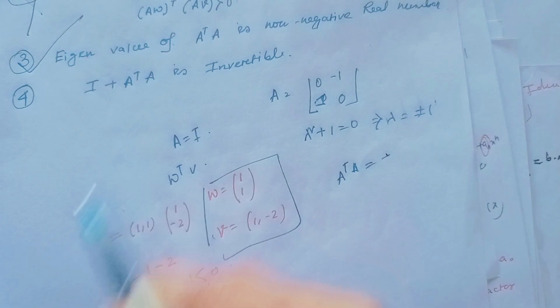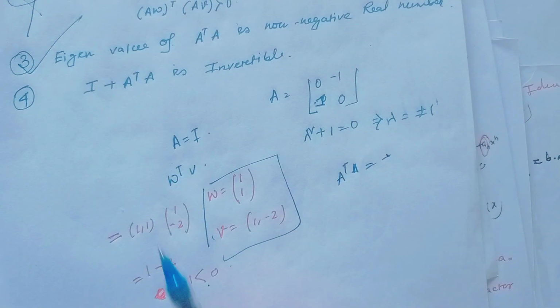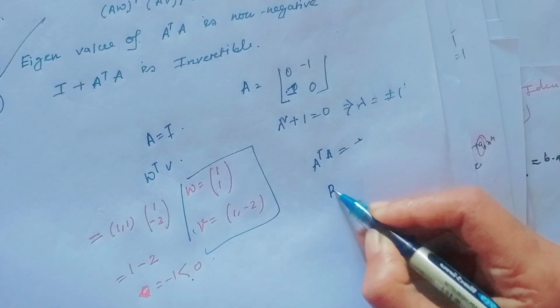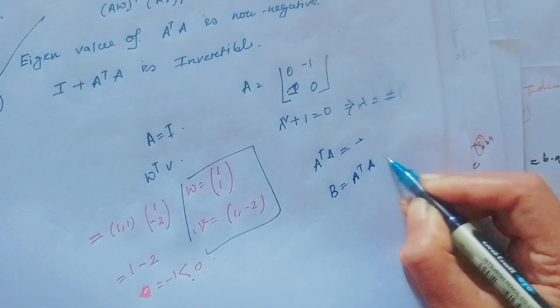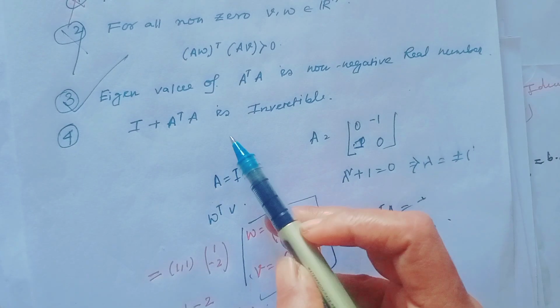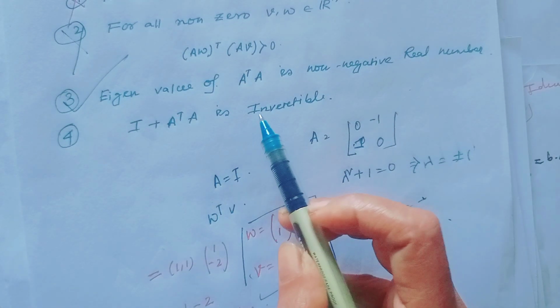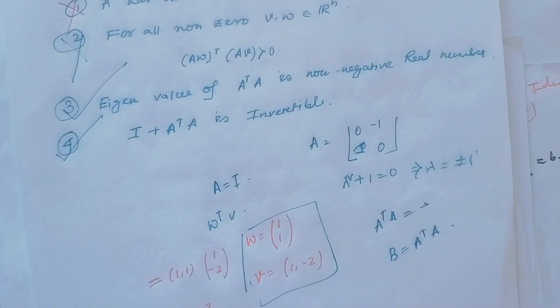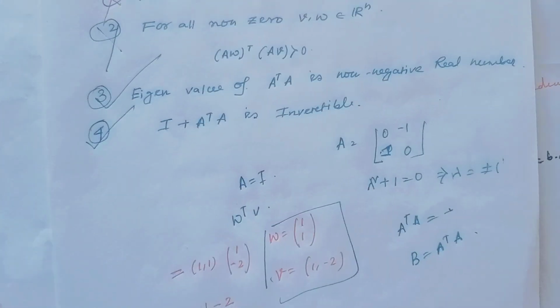And since this is always strictly positive, if you consider B equal to A transpose A, this is a positive definite matrix. So obviously, since this is positive definite, option 4 is also a right option. So only option 3 and option 4 are right.